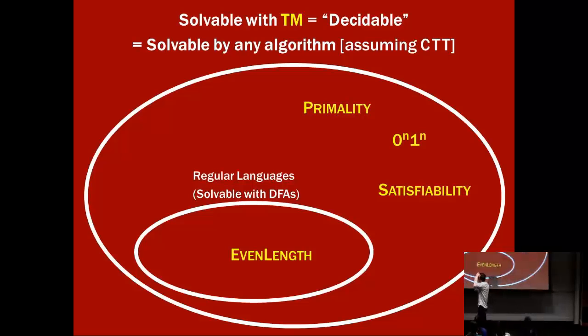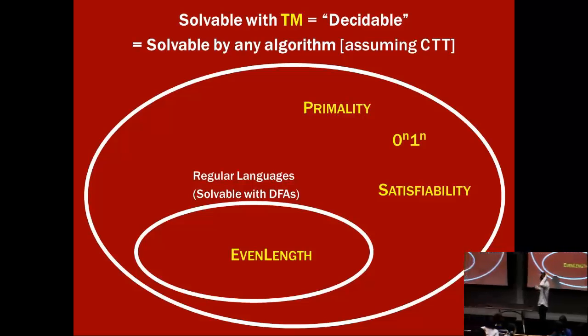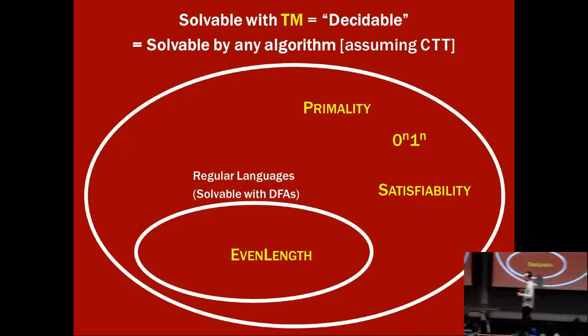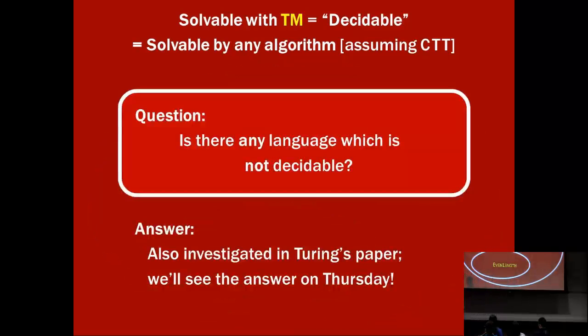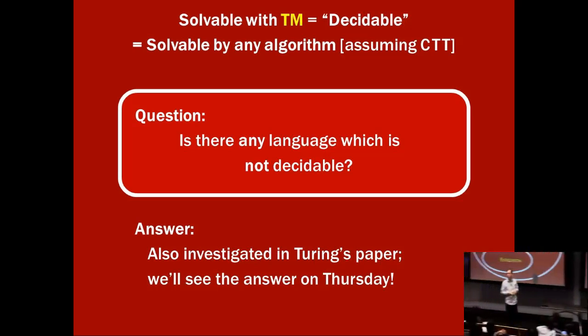Okay, so this is the set of all languages that we're finally going to be satisfied with. It's all the problems that you can solve with Turing machines. We call that decidable. We really tried to argue that it's all the languages you could solve by any algorithm. And if you believe in the Church-Turing thesis, then that's really true.